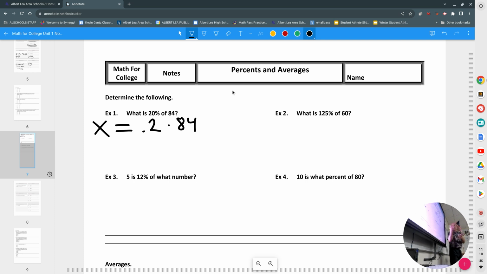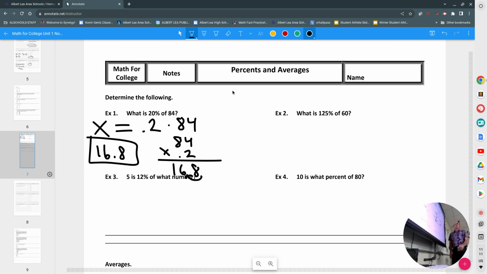So what I want you to be able to do on a test is take the phrase and write it mathematically. Now I can go ahead and multiply this. No big deal. I take 84 times 0.2. 2 times 4 is 8. Then 2 times 8 is 16. Where does the decimal point go? It goes after the 6 because I have 1 decimal place, so I move it one place. I have 16.8. This is your answer. Are you surprised it's smaller than 84? No. We're grabbing 20% of 84, so we're grabbing a part of 84, so we want it to be smaller.